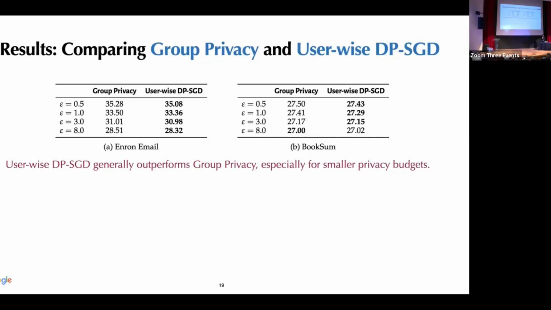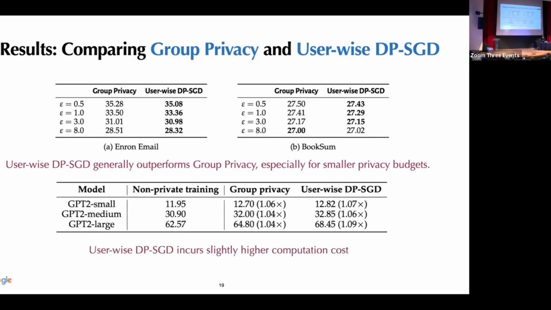And we find in general, user-wise DPSGD outperforms group privacy, especially for smaller privacy budgets, which give you a higher privacy guarantee. And some numbers on the computation costs: user-wise DPSGD slightly incurs higher computation costs because you need to do the on-the-fly selection, but all of them are still acceptable.